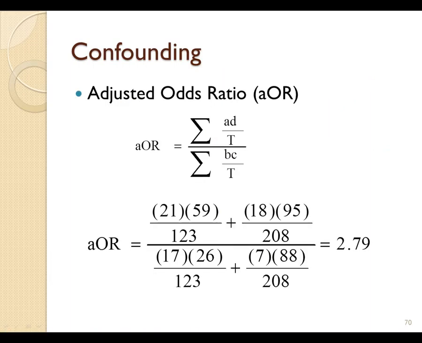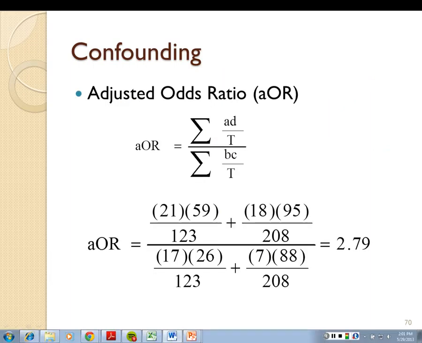To find the adjusted odds ratio, we begin with the numerator. For each strata, multiply cell A by cell D and divide by the total number of people in that strata. Then add all the strata together. For the denominator, multiply cell B by cell C and divide by the total number of people in that strata. In our example, we get an adjusted odds ratio of 2.79. This is the association between MI and oral contraceptive use controlling for age.